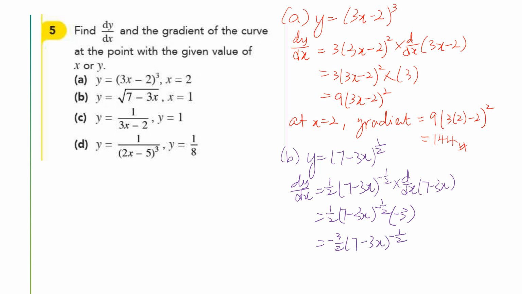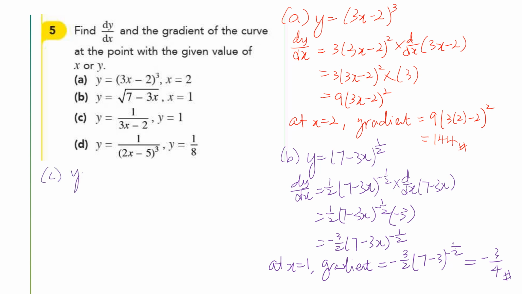So we're going to substitute x equals 1. At x equals 1, the gradient will be negative 3 over 2, (7 minus 3 times 1, which gives you 3) to the power negative half. Basically just use a calculator to help you get the answer. That gives you negative 3/4. Okay, so that's part B. Let's look at part C.